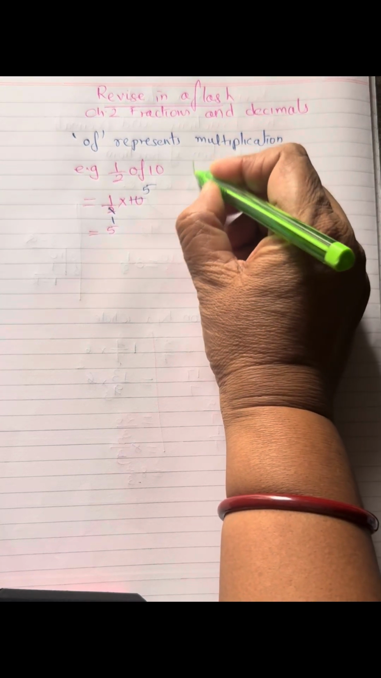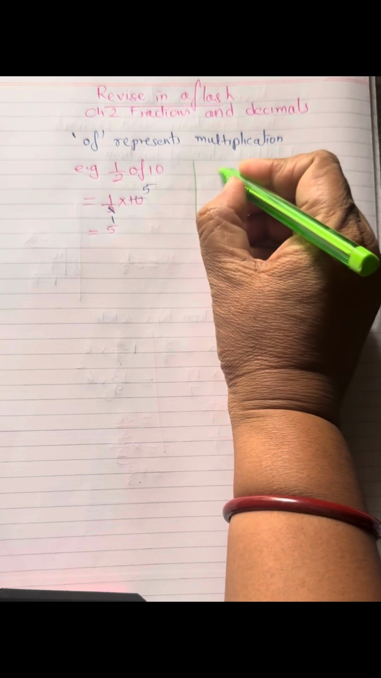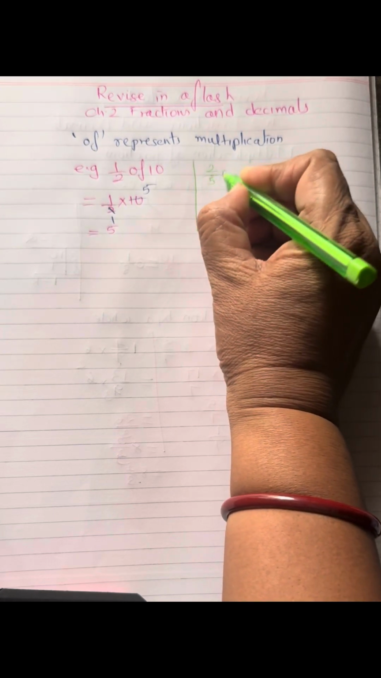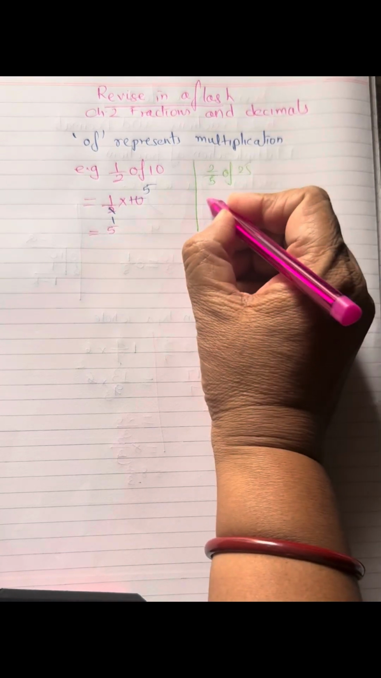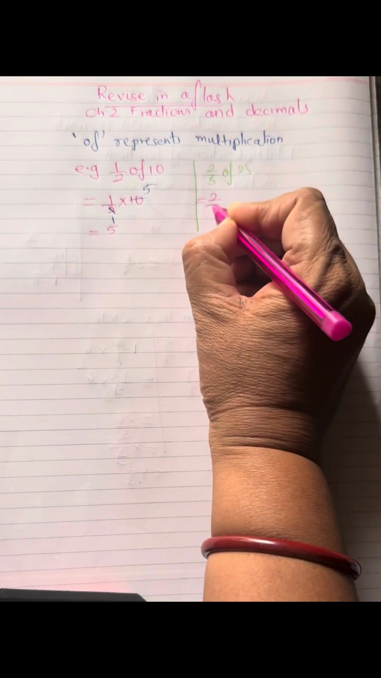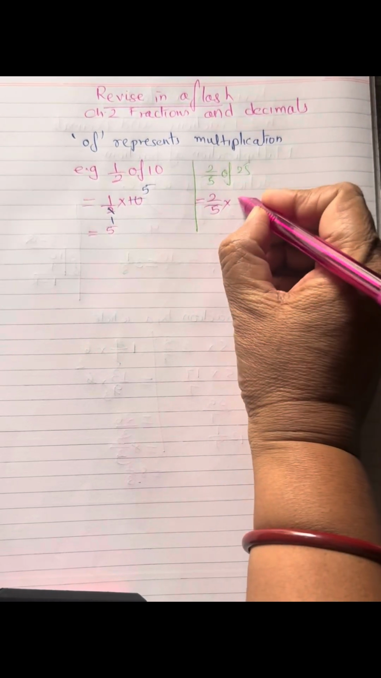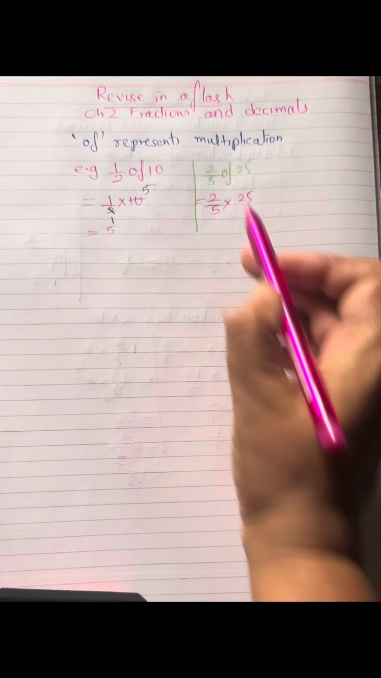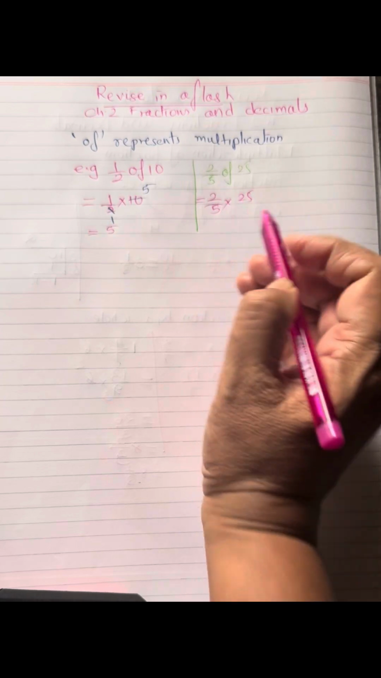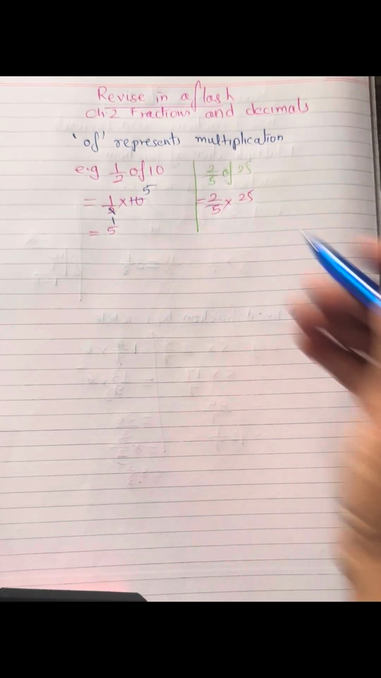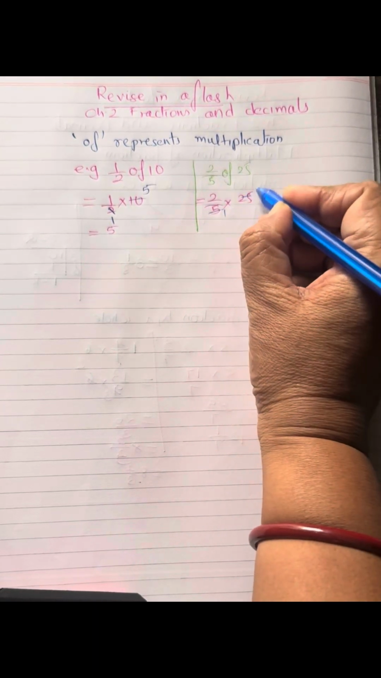Now we'll take a little different example. So let us see, you have to do 2 upon 5 of 25, right? As I told you, of means multiplication. So 2 upon 5 multiplied by 25. Now you can see they both have common factor 5. So you can strike off 5 ones are 5, 5 fives are 25.